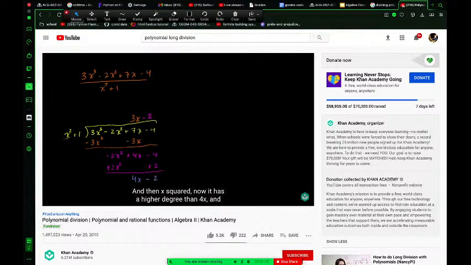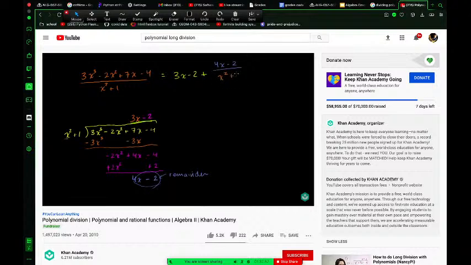And then x squared now has a higher degree than 4x minus 2, the highest degree here. So we view this as the remainder. So this expression, we could rewrite it as being equal to 3x minus 2, plus our remainder, 4x minus 2, all of that over x squared plus 1. Hopefully you found that satisfying.